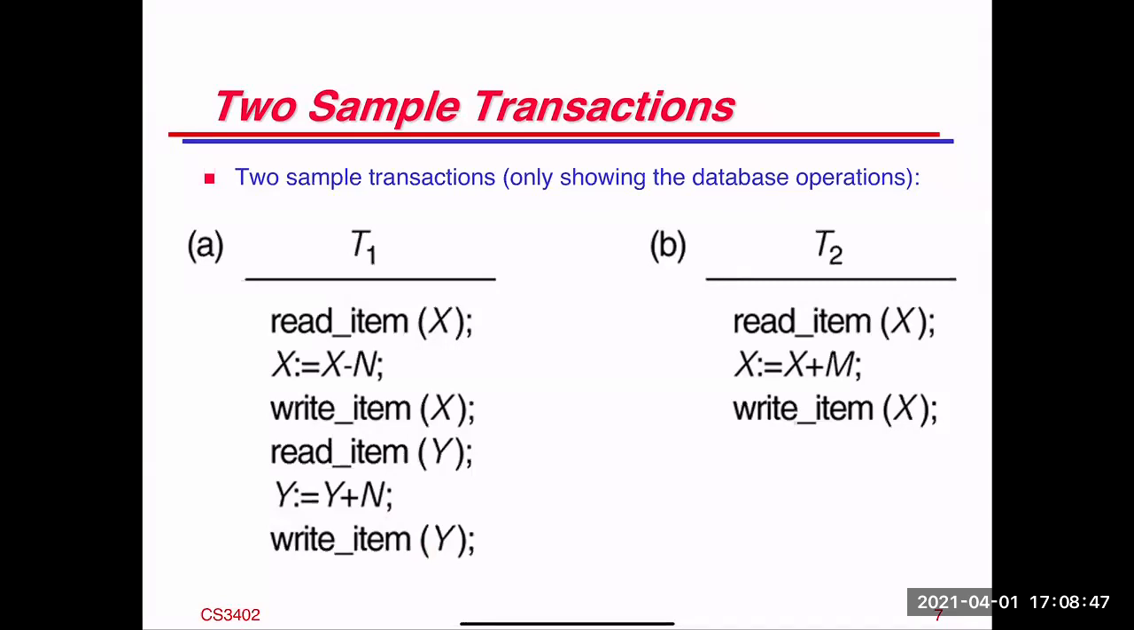Okay, so here we're not really worried about how read is actually implemented. When you have an index on top of your data file, then this might actually be quite efficient. And this transaction T2 here, we can think of it as reserving M seats on the flight X, right? So we're reading the current value of X, and then we're adding M to that, and we're writing it back to the database.